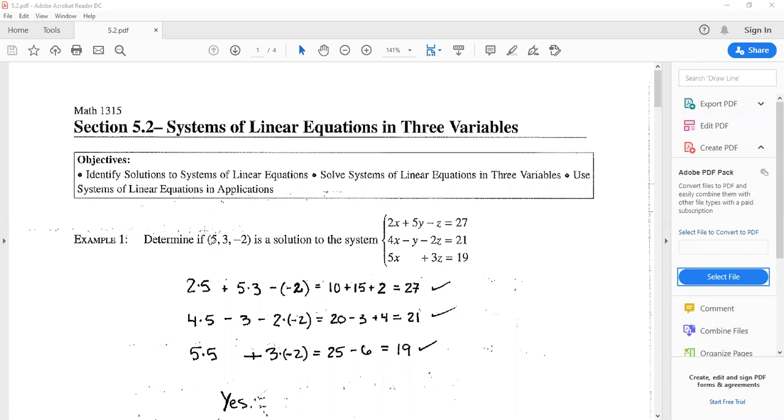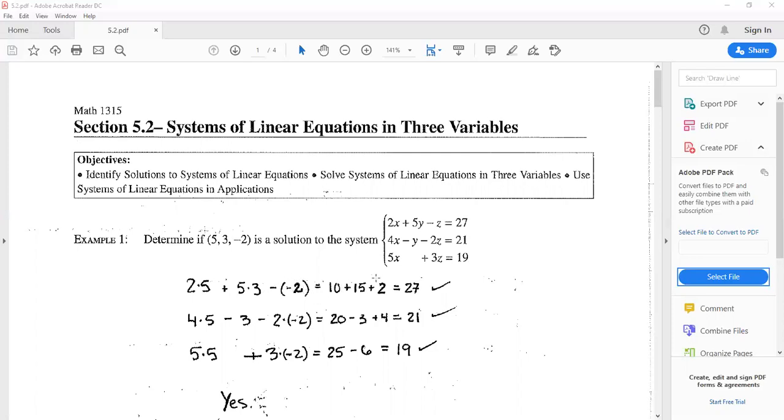So they ask us to determine if the triple 5, 3, and -2 is a solution to this system here, where we have 2x plus 5y minus z equals 27, 4x minus y minus 2z equals 21, and 5x plus 3z equals 19. So what we will do is put in 5 for x, 3 for y, and -2 for z, and see what happens.